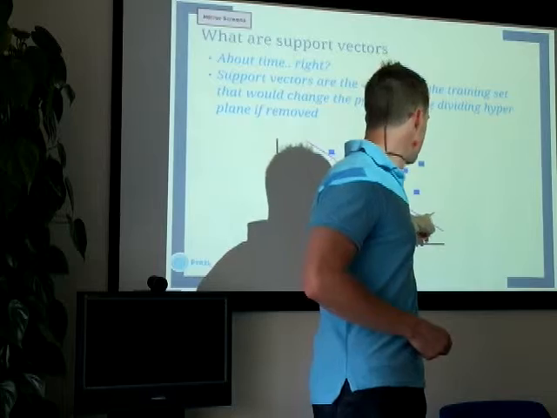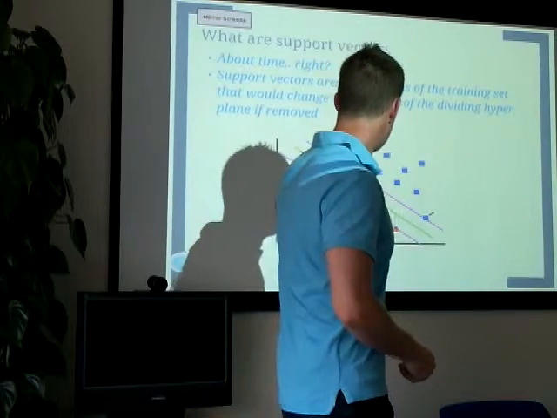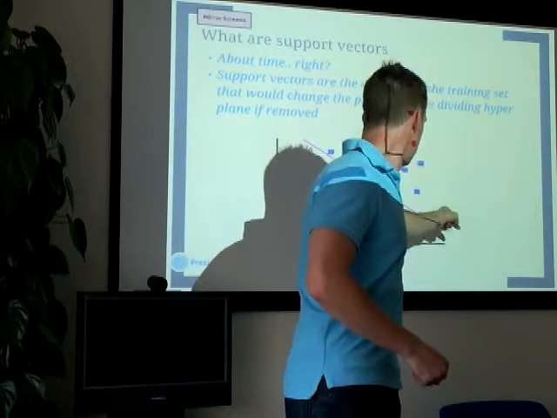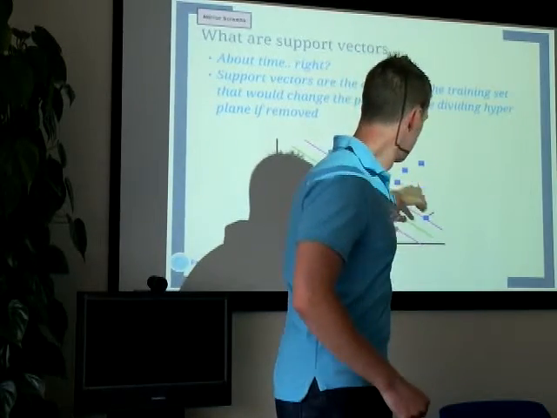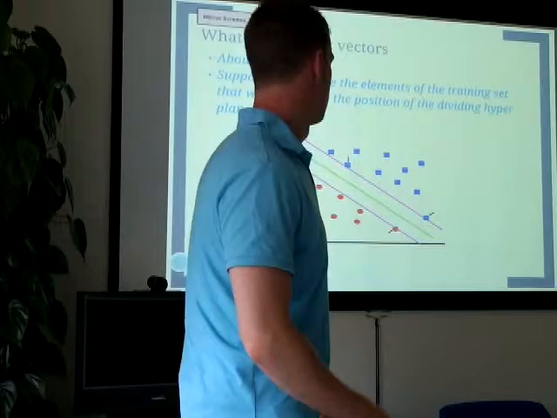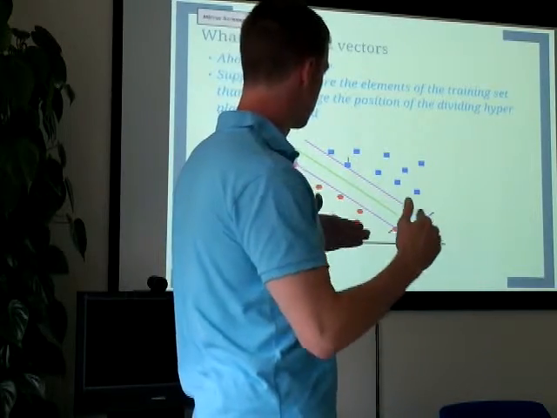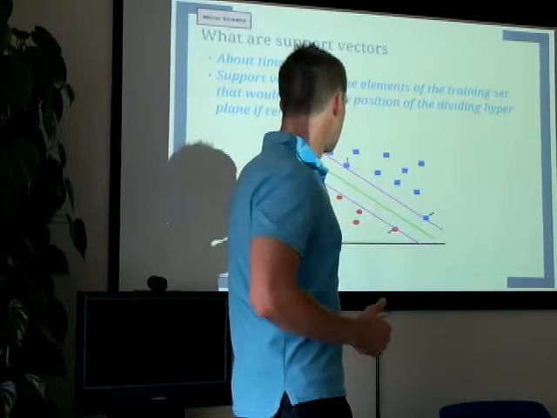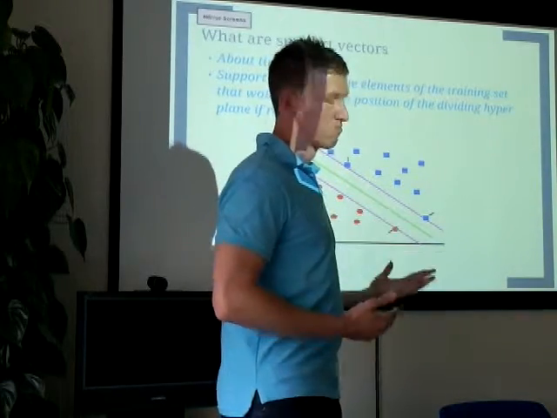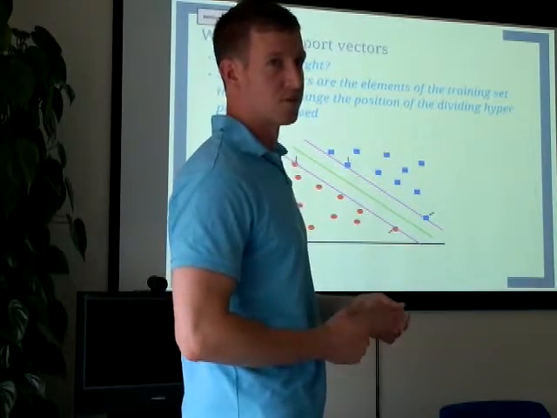So if you were to remove this one here, the chances are it's going to be more biased towards here than it is towards here, if that makes sense. So if you move them, it will completely change the scope. If you were to move these, it wouldn't make any difference. That is still the most optimal solution.